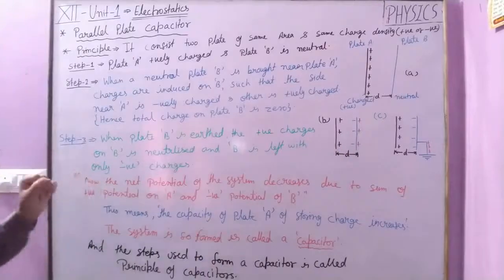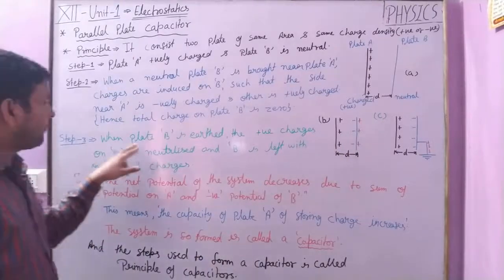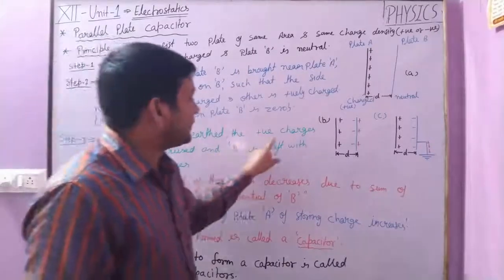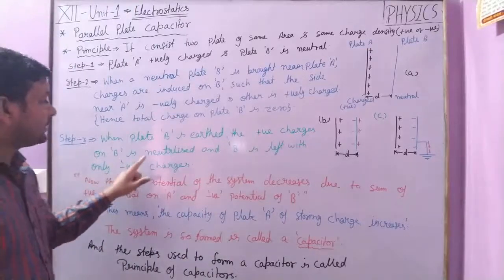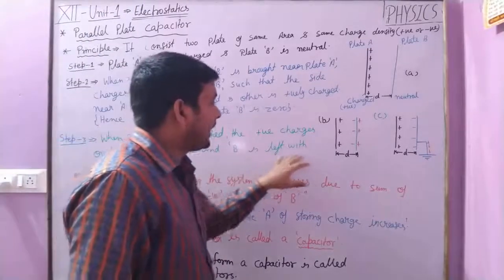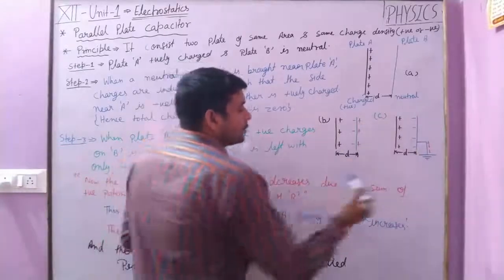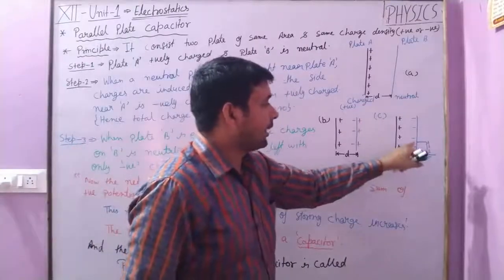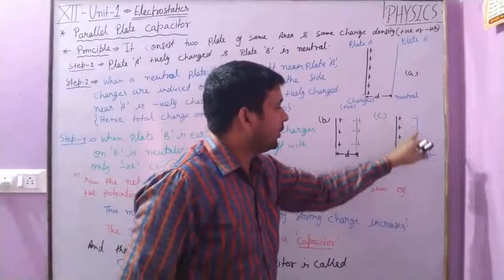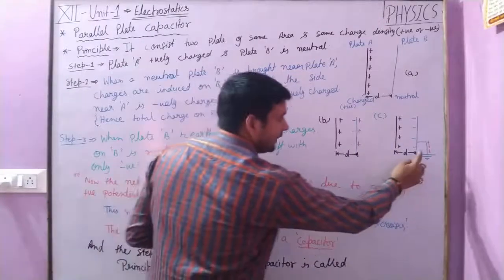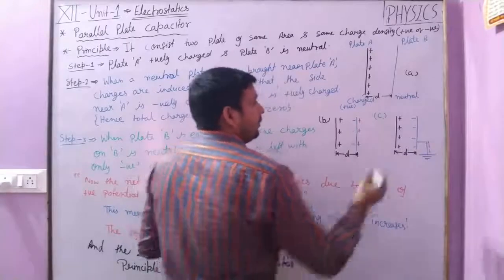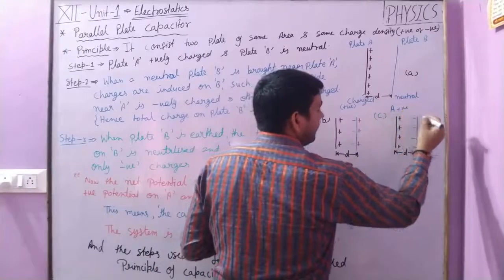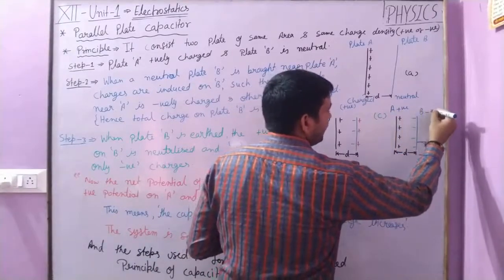After that we do the step 3rd, in which the plate B is earthed so that the positive charge on B is neutralized and plate B is left with only the negative charge. So the positive charge is neutralized by the earthing process, and we get only a negative charge on plate B. Now plate A is positively charged and plate B is left with its negative charge.